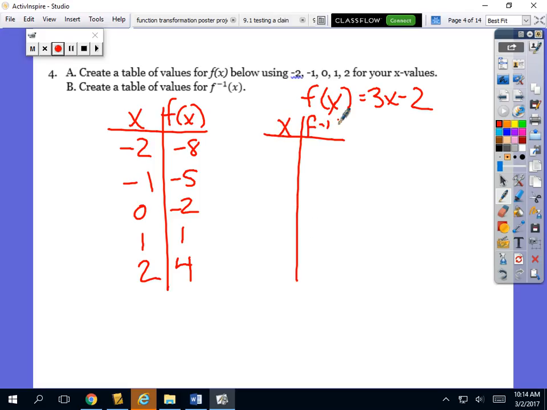So x, f inverse of x would be -8, -2, -5, -1, -2, 0, 1, 1, and 4, 2. Okay, and that's your answer.